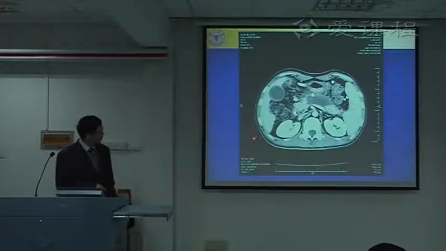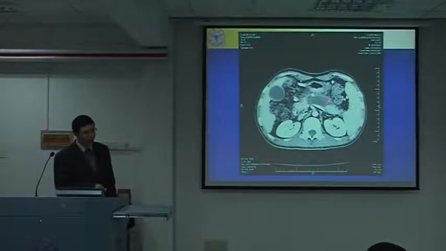In this CT scan, you can see the pancreas: the tail, body, and the pancreas head. These are hypodense loci. Hypodense. This may be the necrosis of the pancreas body. The normal pancreas is like this. It is full of blood supply. But the necrotic tissue has no blood supply.